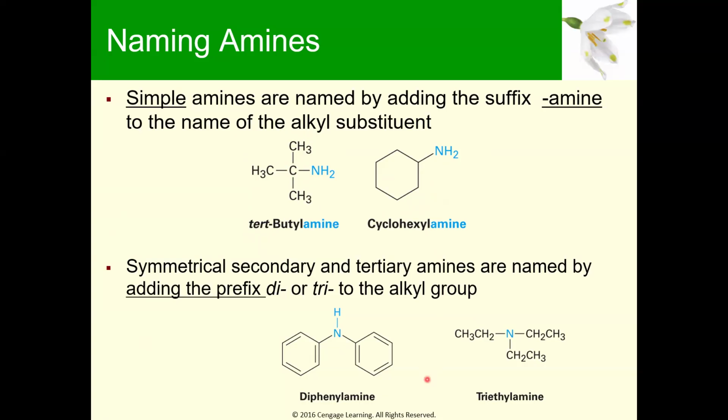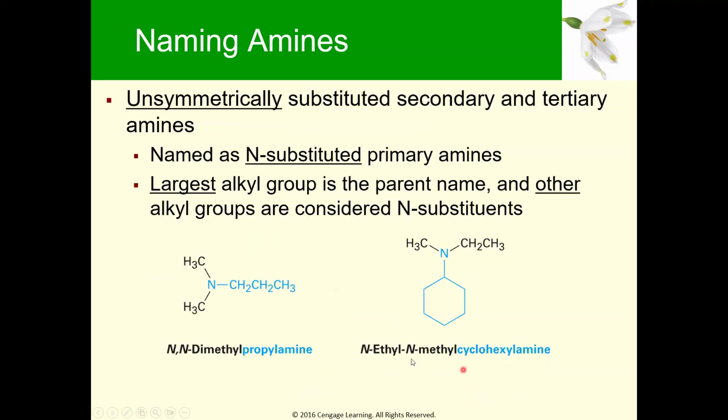Okay? If there's multiple of that type of group, like 2 or 3, then you can also use the numeric prefixes like di and tri. So symmetrical secondary and tertiary amines are named by adding the prefix di or tri to the alkyl group or the aryl group. Like in this case, it's diphenyl. These are aryl groups. There's 2 of them. They're identical, so we would just say diphenylamine. This has got 3 ethyl groups, so we would just say triethylamine.